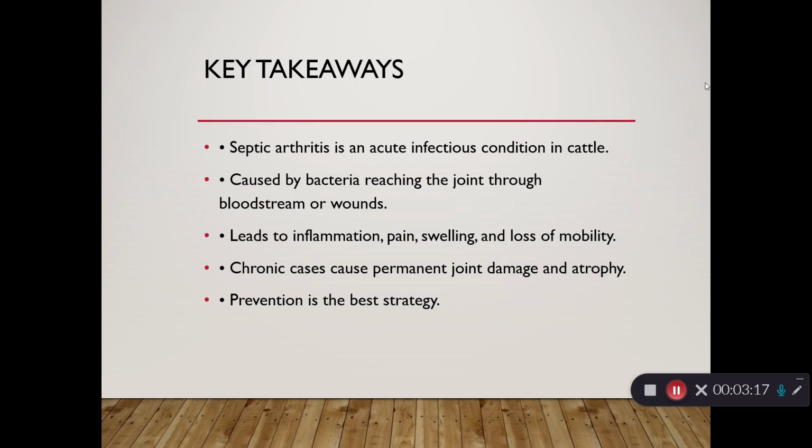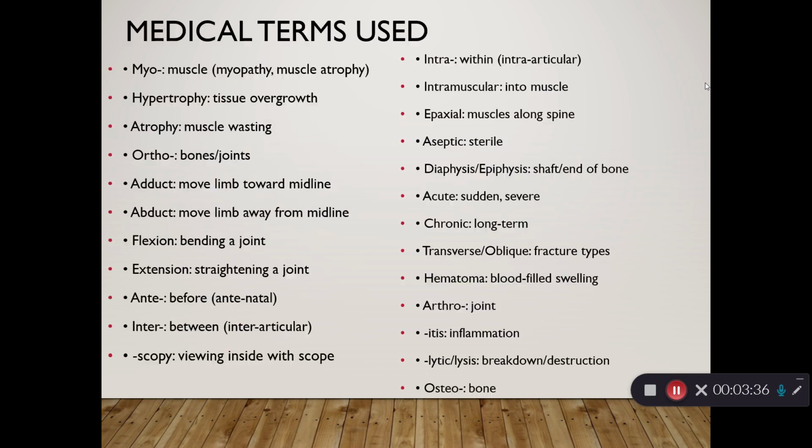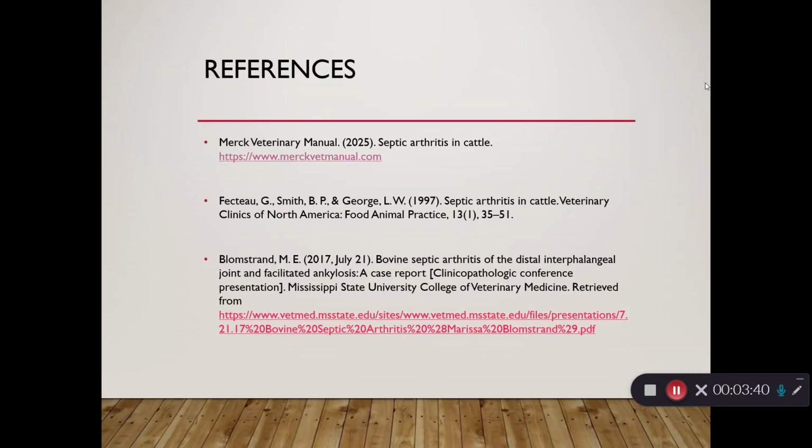The key takeaways are: septic arthritis is an acute infectious condition in cattle caused by bacteria reaching the joint through bloodstream or wounds, leading to inflammation, pain, swelling, and loss of mobility. Chronic cases cause permanent joint damage and atrophy. Prevention is the best strategy. These are all the medical terms I've used in references.